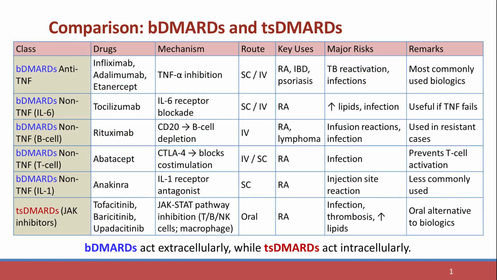This table compares biologics with JAK inhibitors. Biologics could be monoclonal antibodies or non-immunoglobulin fusion proteins. The immunoglobulins have a suffix, mab, in their name. The biologic DMARDs act extracellularly, while targeted synthetic DMARDs or JAK inhibitors act intracellularly. This distinction is important for understanding both the mechanism as well as the route of administration.